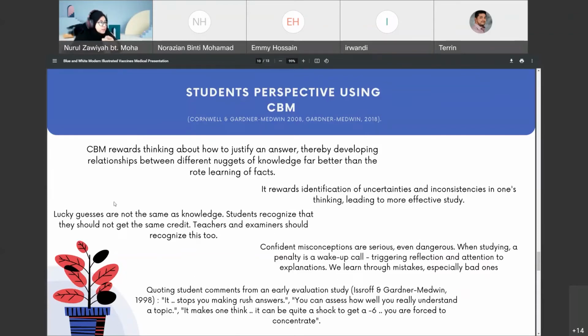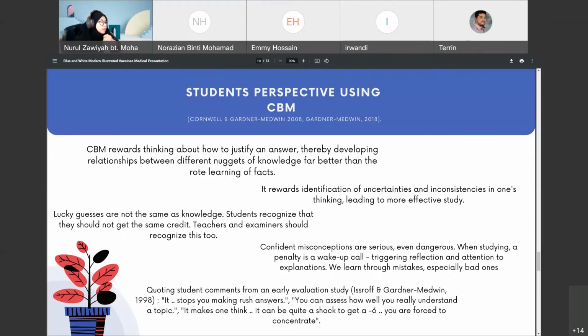And this one is the one that I like. Confident misconceptions are serious, even dangerous. When studying, a penalty is a wake-up call for the students, triggering reflection and attention to explanation. We learn through mistakes, especially bad ones. And the last one is also my favorite, quoting student comments from an early evaluation study.